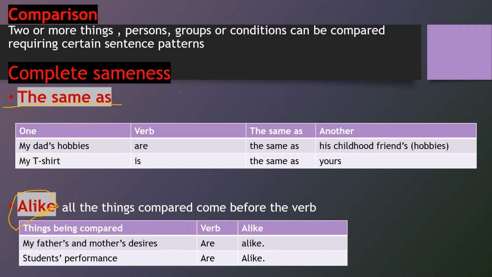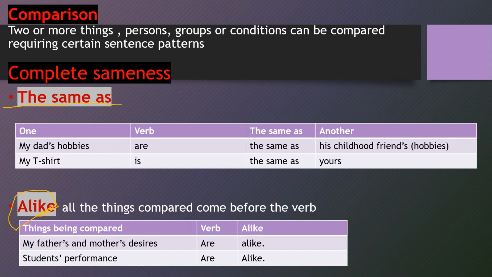If we compare it with the other tool, which is alike, here all the things that you are comparing come before the verb. For instance, here you have the things being compared. In this column, I'm inserting, for example, my father's and mother's desires. I am comparing my father's and mother's desires here, and I'm placing them in front of the verb are alike. The other one: students' performance are alike. Our hobbies, for example, I'm talking to my friend, I'm saying our hobbies are alike.